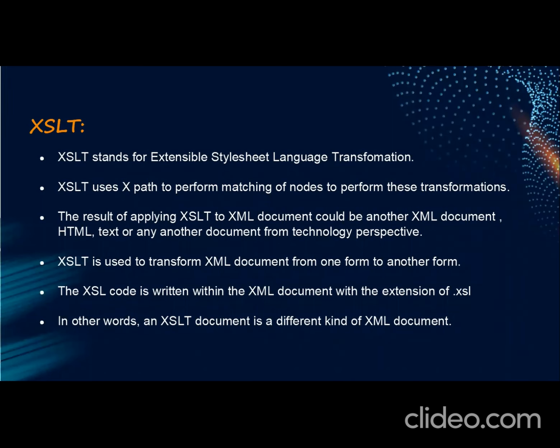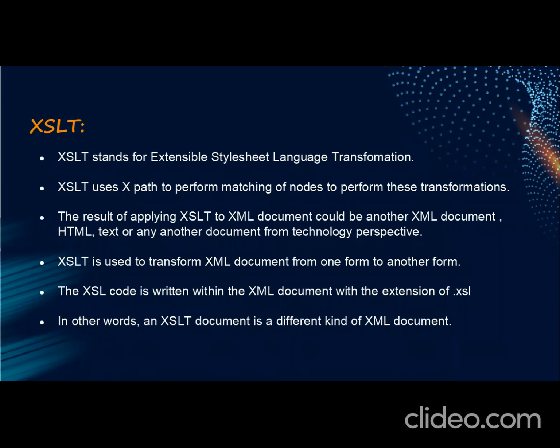It can be styled in two ways. One is using CSS and the other is XSLT. Now, XSLT stands for Extensible Style Sheet Language Transformation. It uses XPath to perform the matching of the nodes to perform different kinds of transformations. By applying XSLT on an XML document, we may get an XML, HTML, or any other kind of text document as a result.